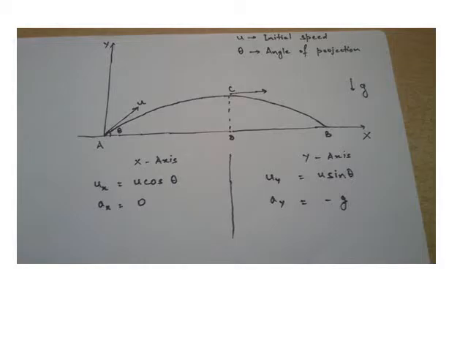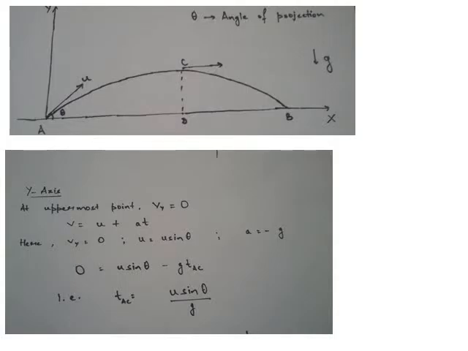Now, there is no force acting on the particle along x-axis. Hence, acceleration along the x-axis will be 0. But along the y-axis, there is a vertical force acting, which is the force of gravity. So, ay is equal to minus g. The minus sign represents the downward direction of the gravitational force. Having written down different components for different axes, let us now try to apply the equations of motion for y-axis.